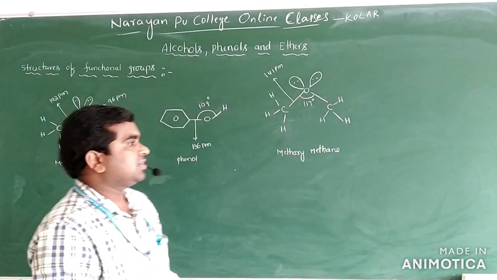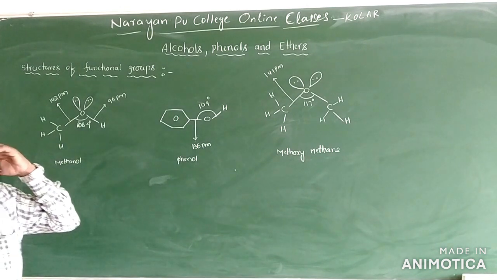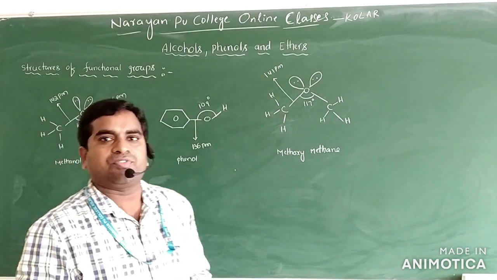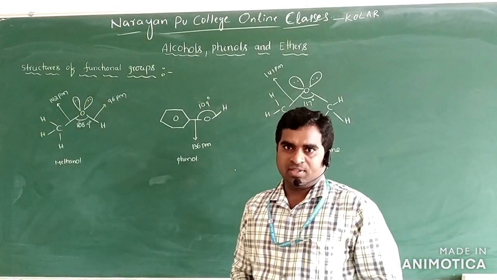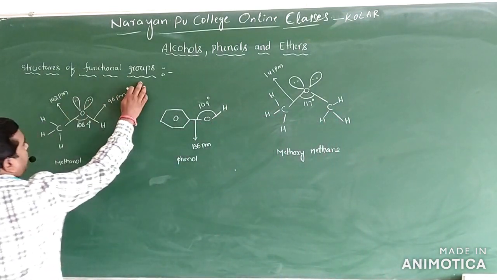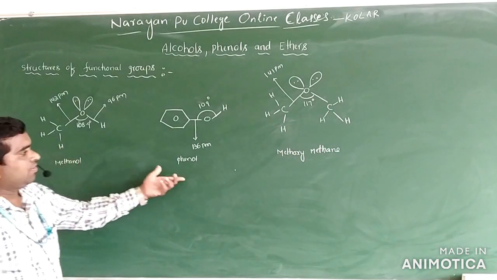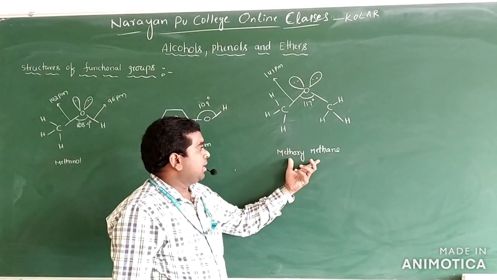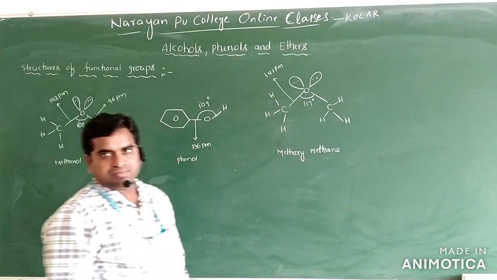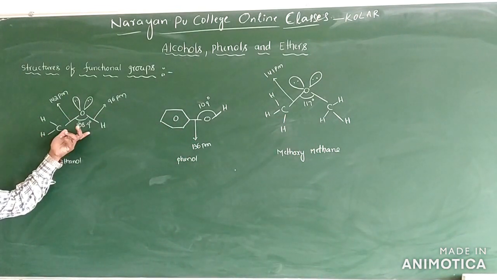In the last video we have discussed IUPAC nomenclature of alcohols, phenols and ethers. Now, continuing with the structure of functional groups, here I have written alcohols, phenols and ethers. First, we have to see the bond angles.